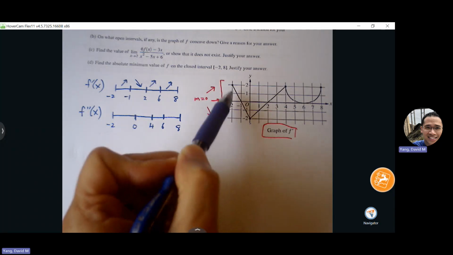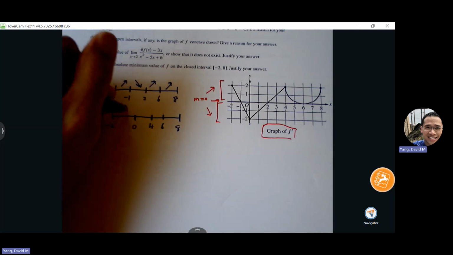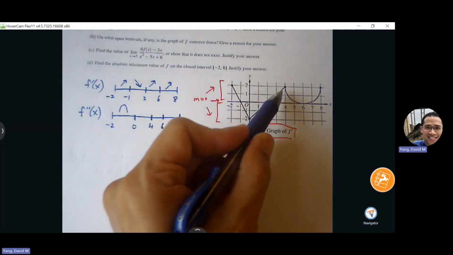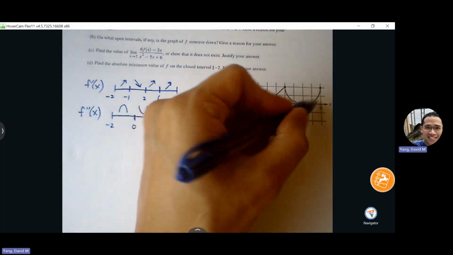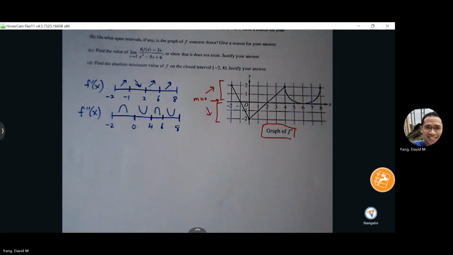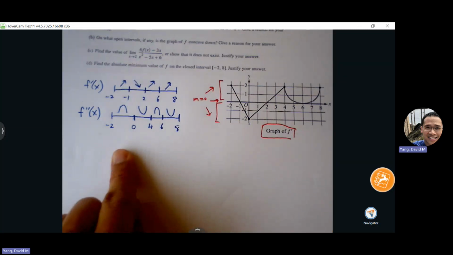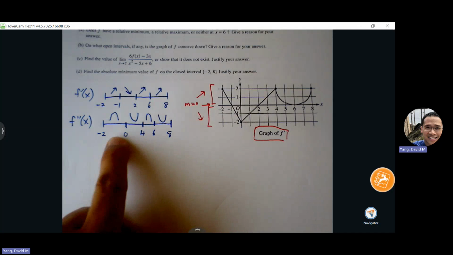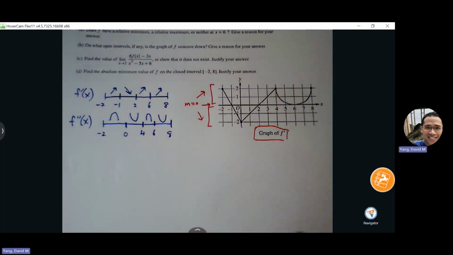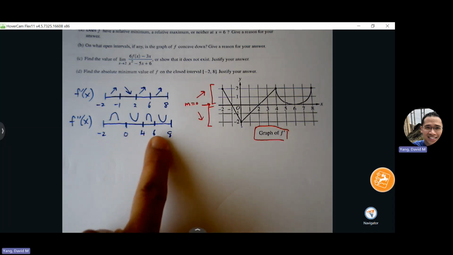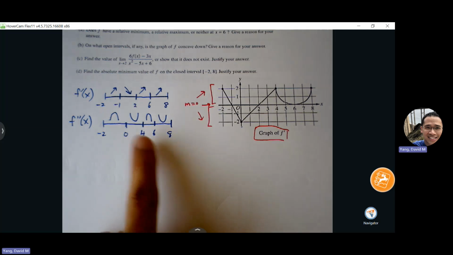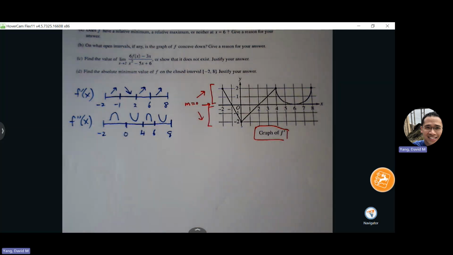Negative slope means that my slope is becoming more negative, which means concave down. Between 0 and 4, a positive slope on the f prime graph translates to concave up. Between 4 and 6, negative slope, concave down. And then between 6 and 8, positive slope, concave up. So our original graph is concave down from -2 to 0, and then from 4 to 6.